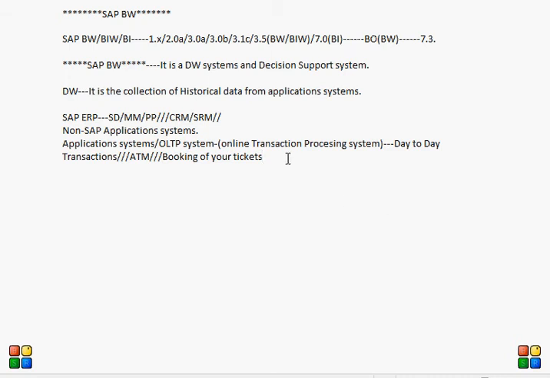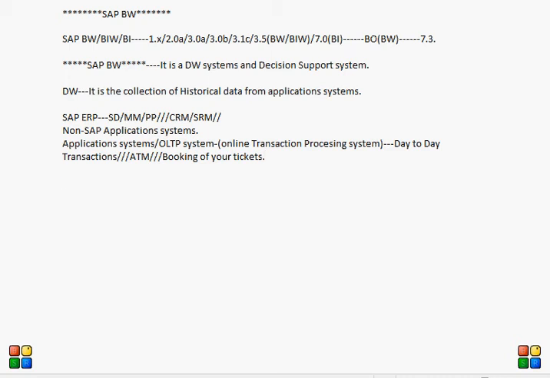Now, if you consider the sales and distribution, it is holding the sales data that is available from your SAP application. If there is some other data in a different application system, then you need to consider your non-SAP application systems. Now, why has it been divided into SAP and non-SAP application systems?